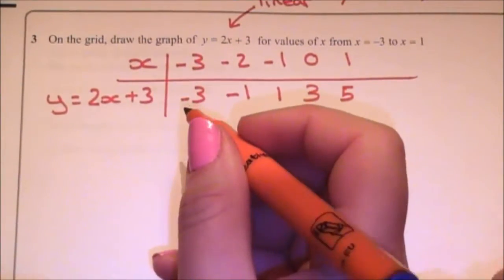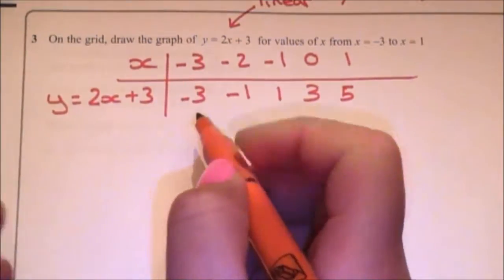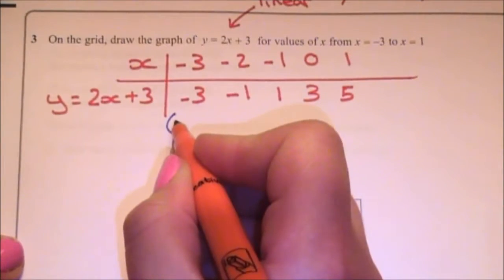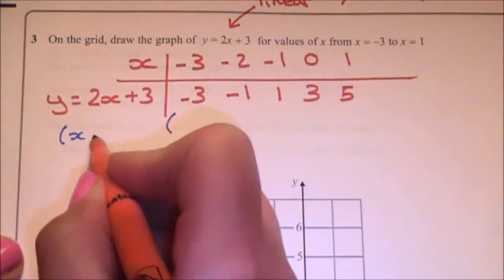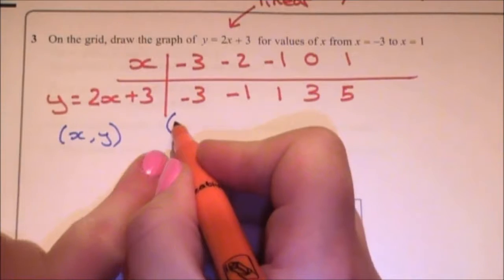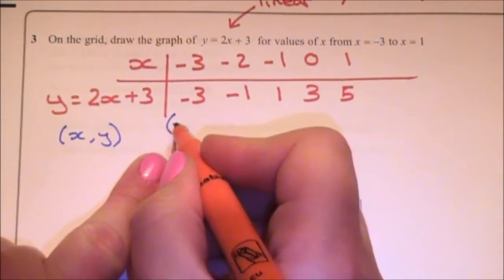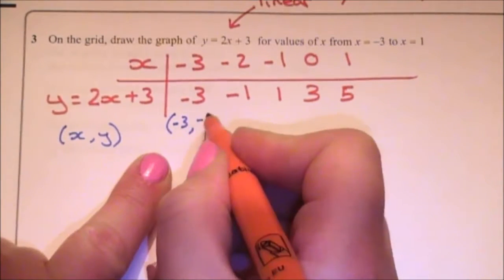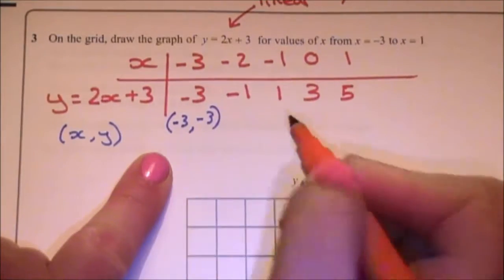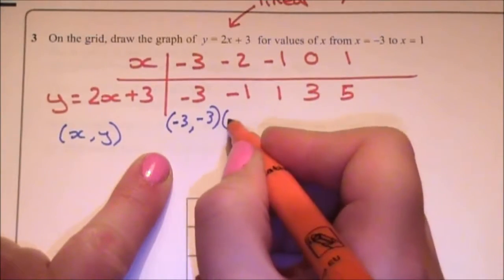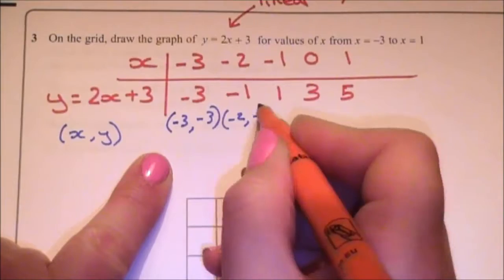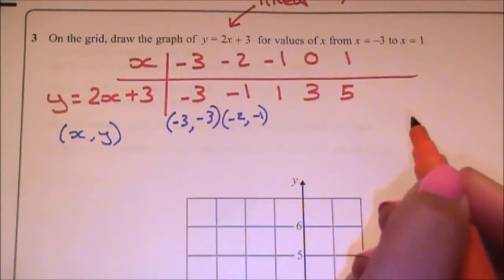Now, the reason I can get coordinates from these is because I've got an x value and a y value. And coordinates are always written as x, comma, y. So this here would be the point of x being -3 and y being -3. That would be x being -2, y being -1, and so on for the others.